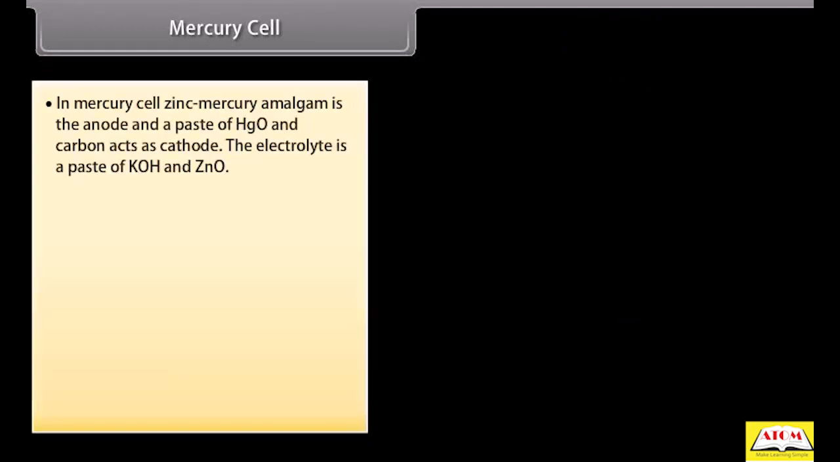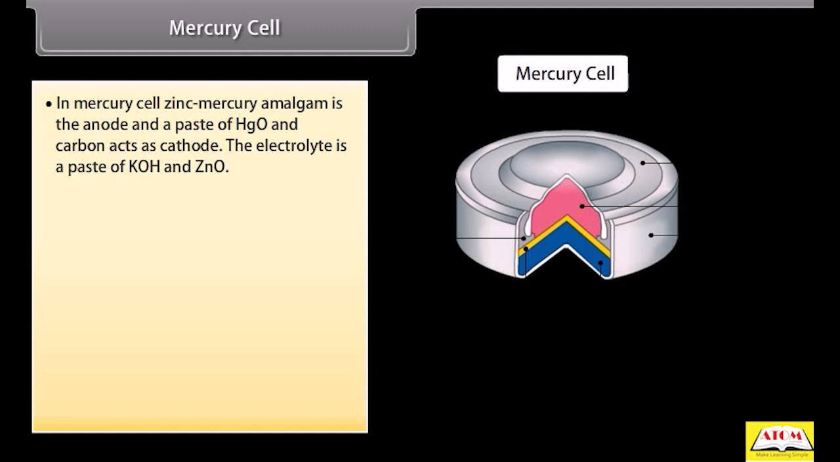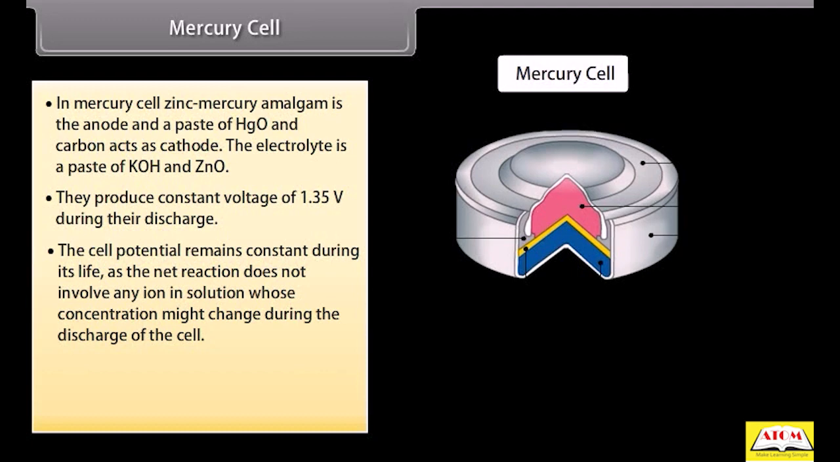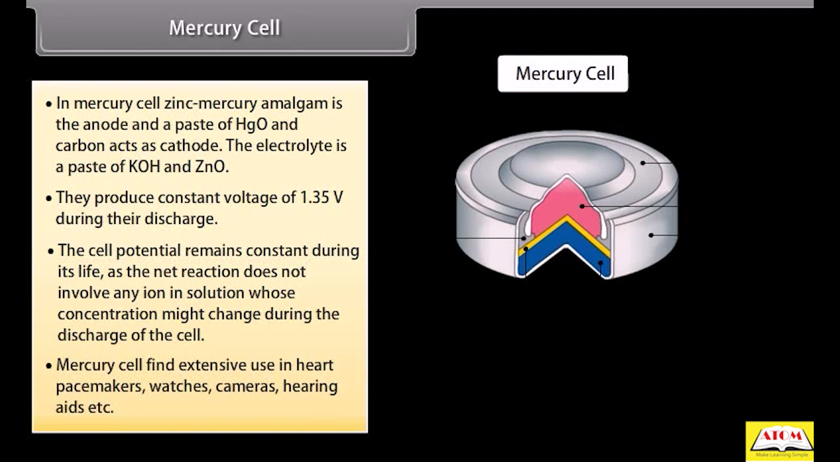Mercury cell. In mercury cell, zinc-mercury amalgam is the anode and a paste of HgO and carbon acts as cathode. The electrolyte is a paste of KOH and ZnO. They produce a constant voltage of 1.35 volt during their discharge. The cell potential remains constant during its life, as the net reaction does not involve any ion in solution, whose concentration might change during the discharge of the cell. Mercury cell finds extensive use in heart pacemakers, watches, cameras, hearing aids, etc.